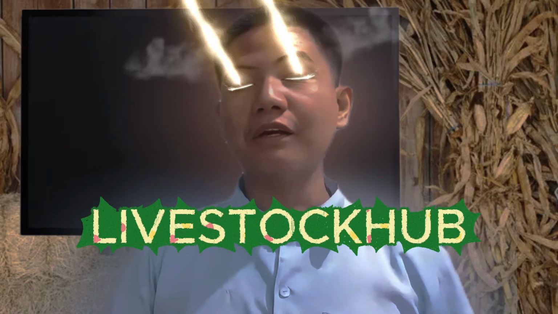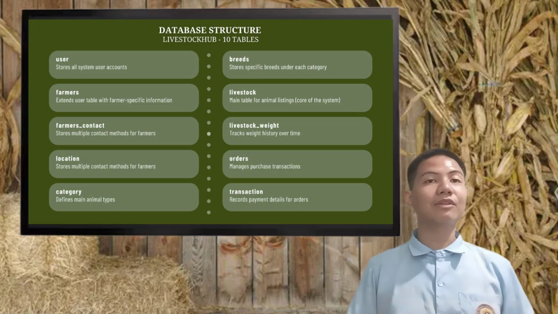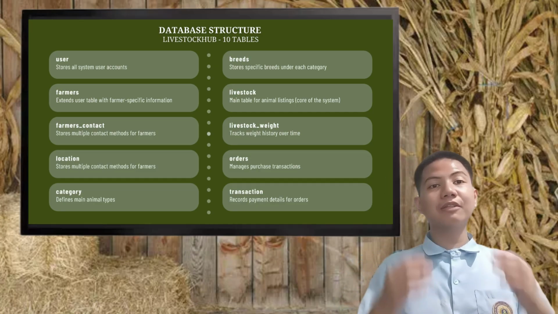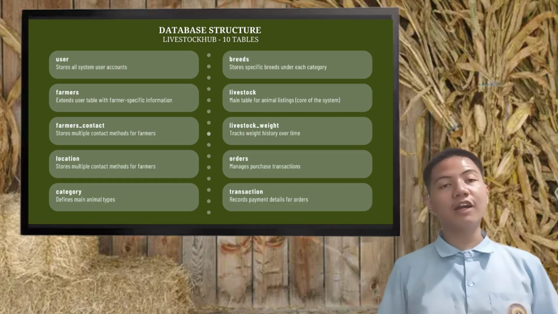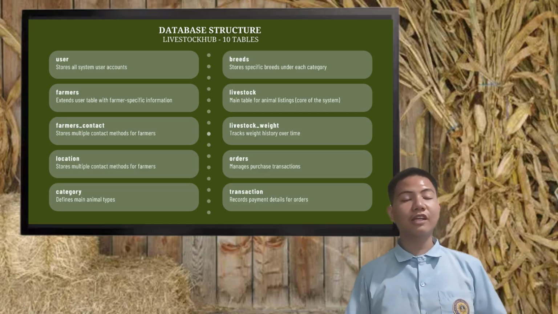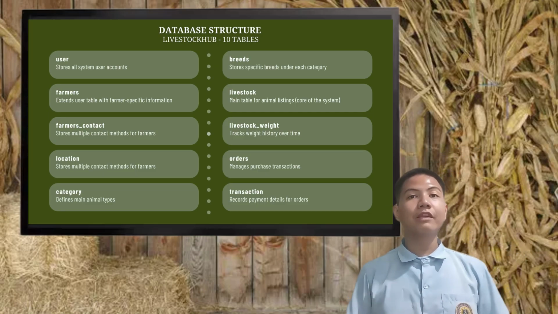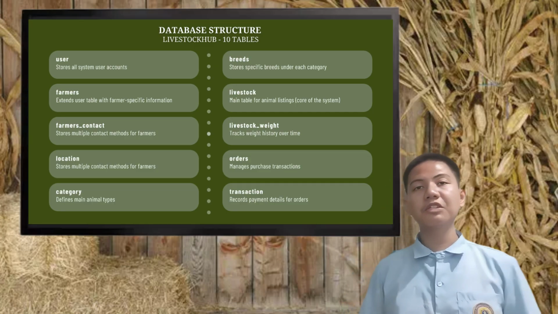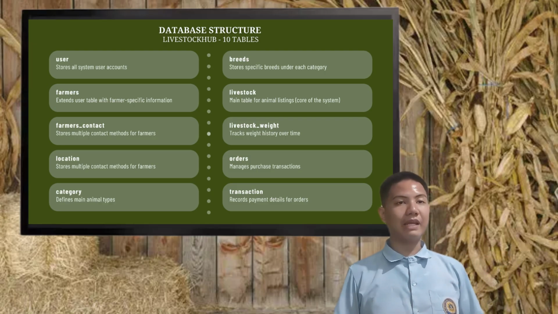I also partook in the development of our system, LivestockHub. Regarding the database structure, our system has 10 tables: user for accounts, category and breeds for animal types, farmer location for farm details, livestock asset for animal listings, livestock weight history for monitoring, farmer's contact for contacts, orders for purchases, and transactions for payments.